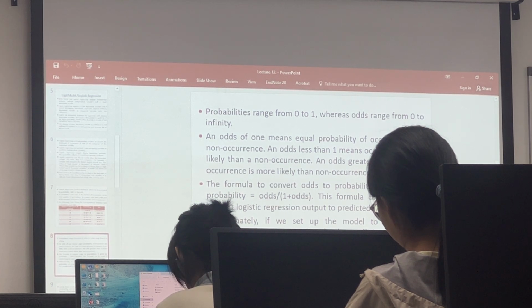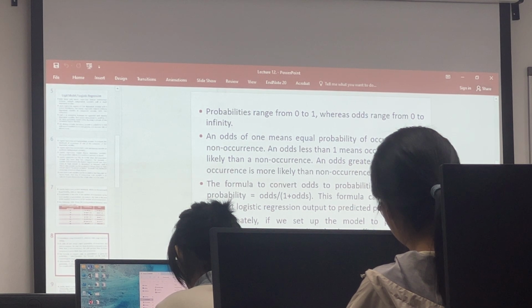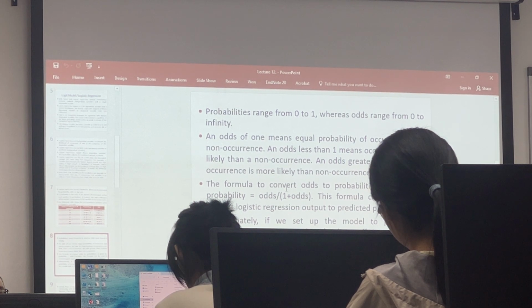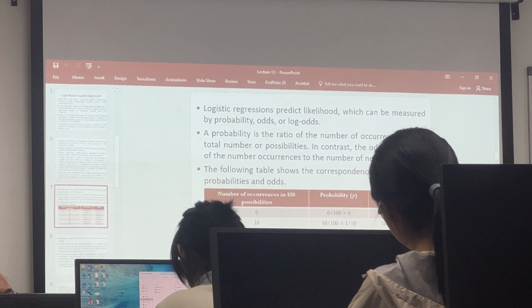Odds of 1 means equal probability of occurrence and non-occurrence. Odds less than 1 means occurrence is less likely than non-occurrence. Odds greater than 1 means that the occurrence is more likely to happen as compared to the non-occurrence, the success having more chance to occur as compared to the non-success.